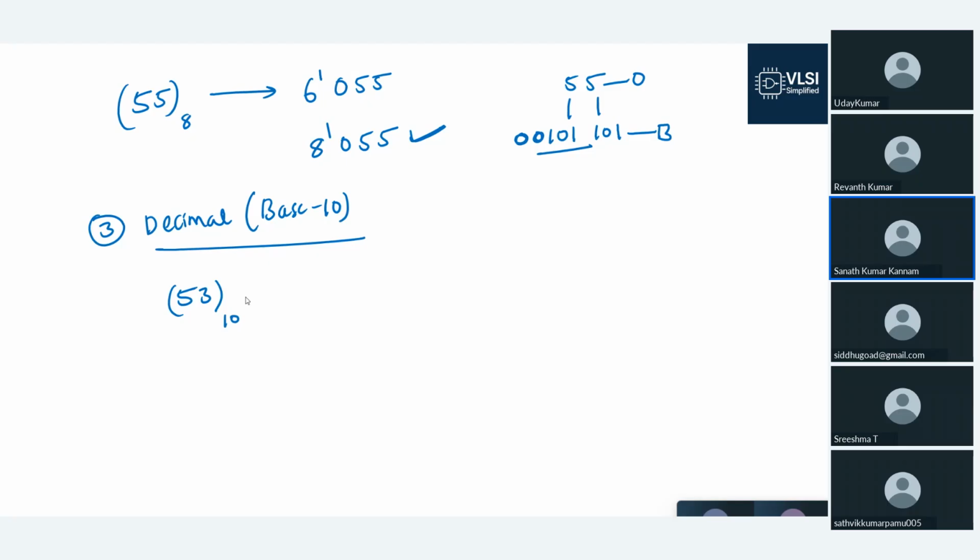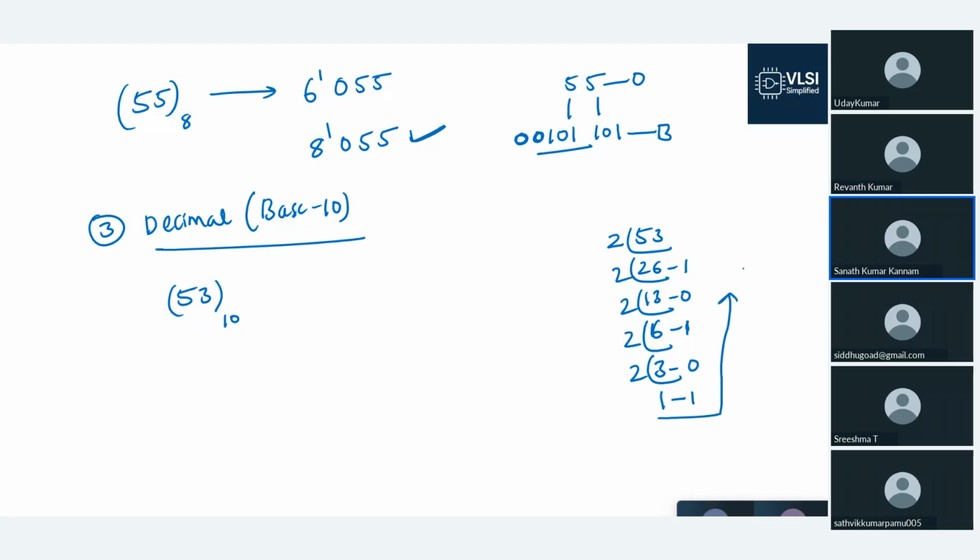I told you in the digital playlist, we need to convert decimal to any other number system. If you want to convert decimal to binary, we need to do successive division by 2, taking the integer part, and you get the remainder. That remainder you need to take from bottom to top. So this is 26, remainder is 1, and next 13, remainder is 0, and then 6, remainder is 1, and next 3, remainder is 0, then 1, 1. You need to take from bottom to top.